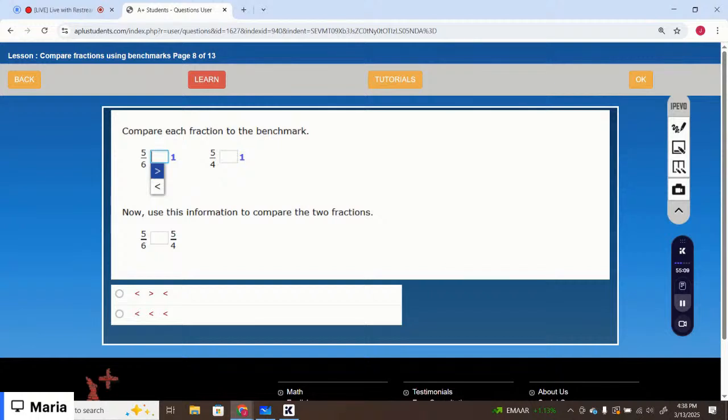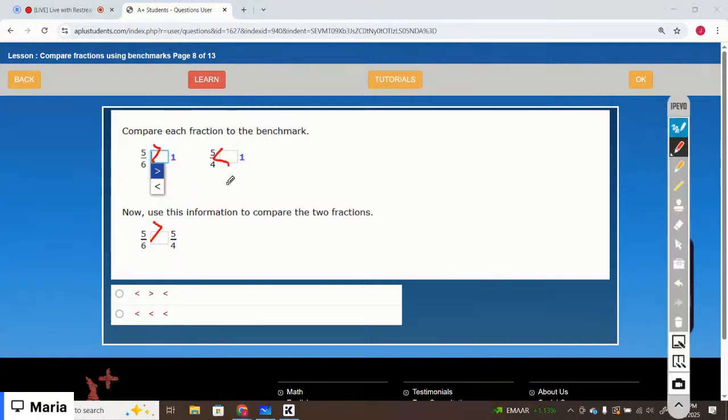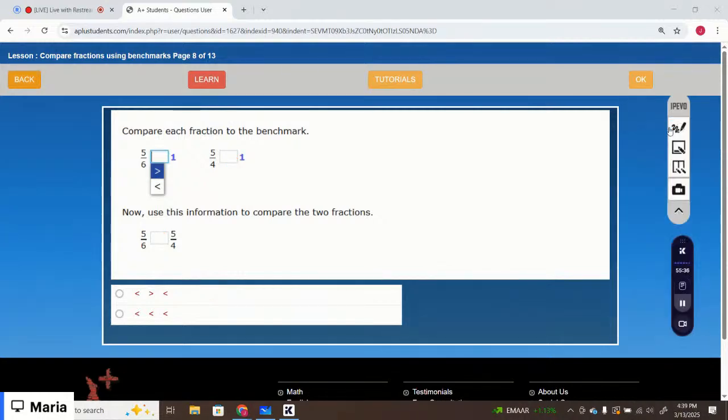Compare each fraction to the benchmark. 5 over 6 is less than 1. 5 over 4, you have to compare to 1, is greater than 1 because the numerator is greater than the denominator. So the fraction is greater than 1. So 5 over 6 is less than 5 over 4. Option number 1 is the correct option. Okay, you can complete the lesson by yourself.